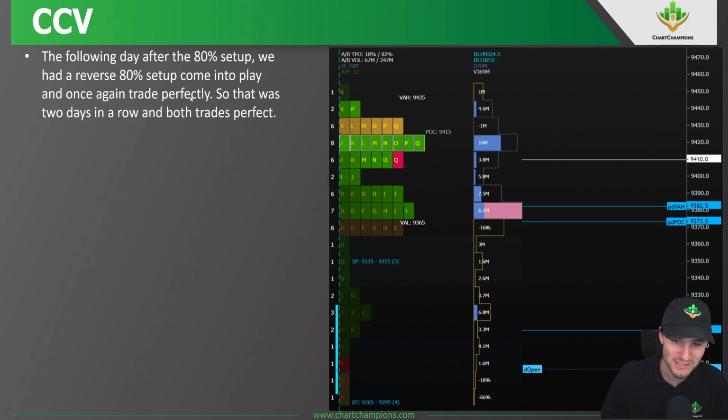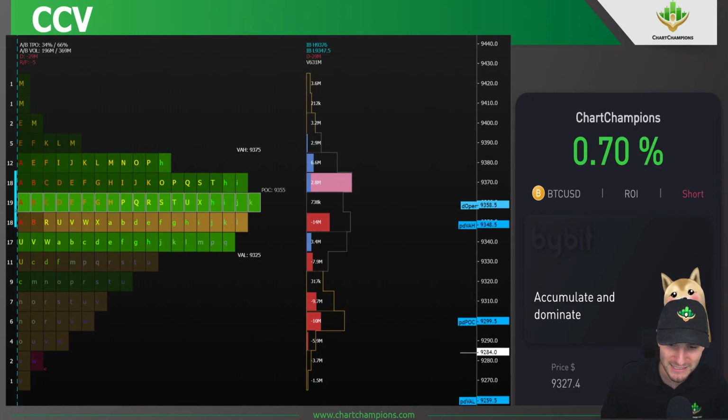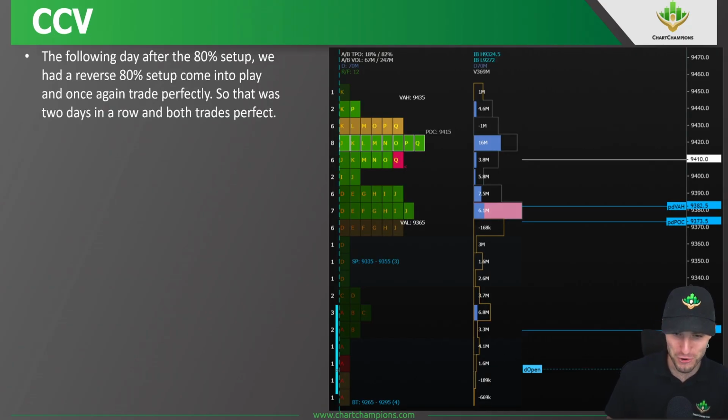So the following day, we opened at 9,286. We had the previous day's value area low at 9,309 and the previous day's value area high at 9,382. We saw the acceptance here.